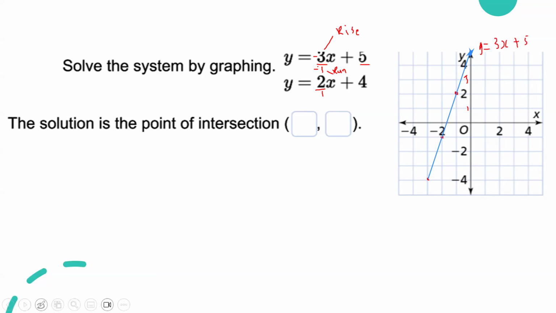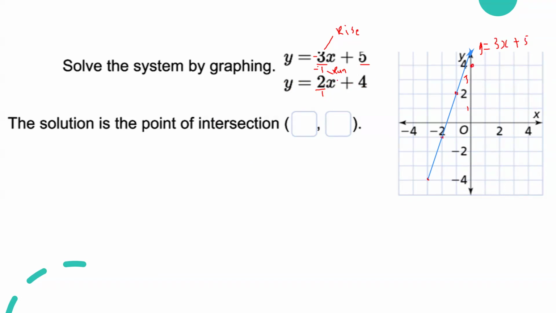Now I'm going to graph my other equation, y equals 2x plus 4. So as we said before, if the slope is a whole number, all you need to do is put it over 1, because 2 divided by 1 is 2. It will not change the value. So the y-intercept for this line is going to be positive 4. So I put 4 here. I plot my first point here.